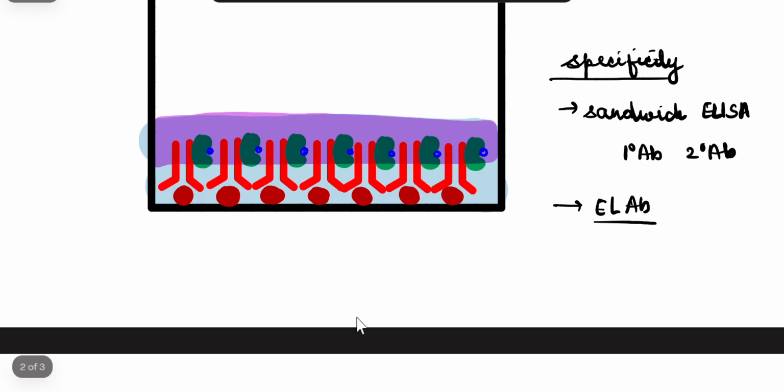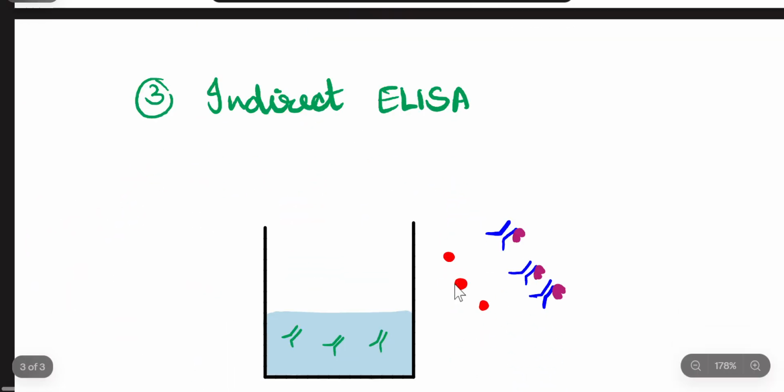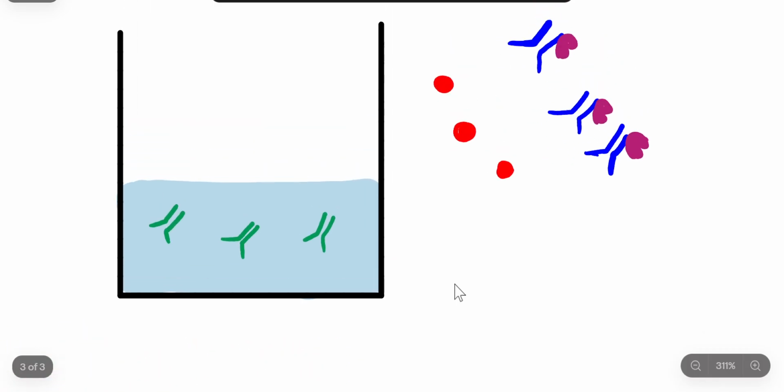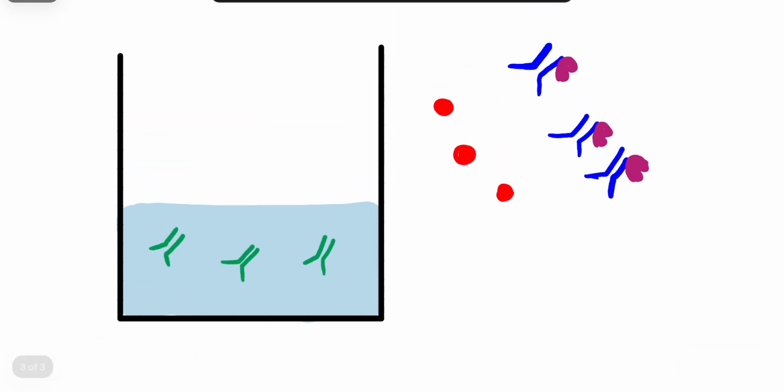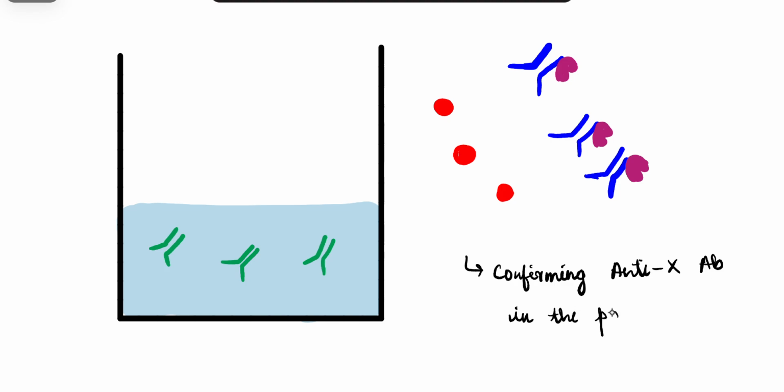Now let us move to the next form of ELISA, that is the indirect ELISA. Indirect ELISA is again very important. This is different, because here we are not confirming the antigen X, we are confirming anti-X antibody in the patient. It is just reverse. We have to check whether an antibody particular to that antigen has been produced in the patient or not. If the antibody is there in the patient, that means the antigen should also be there.